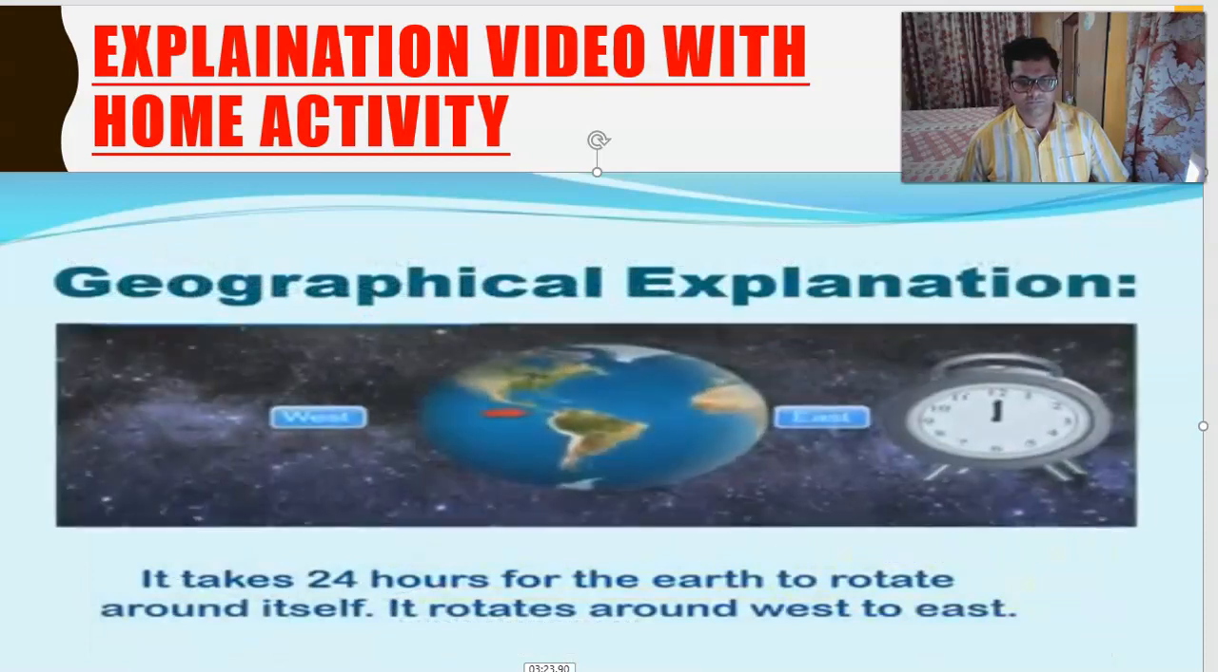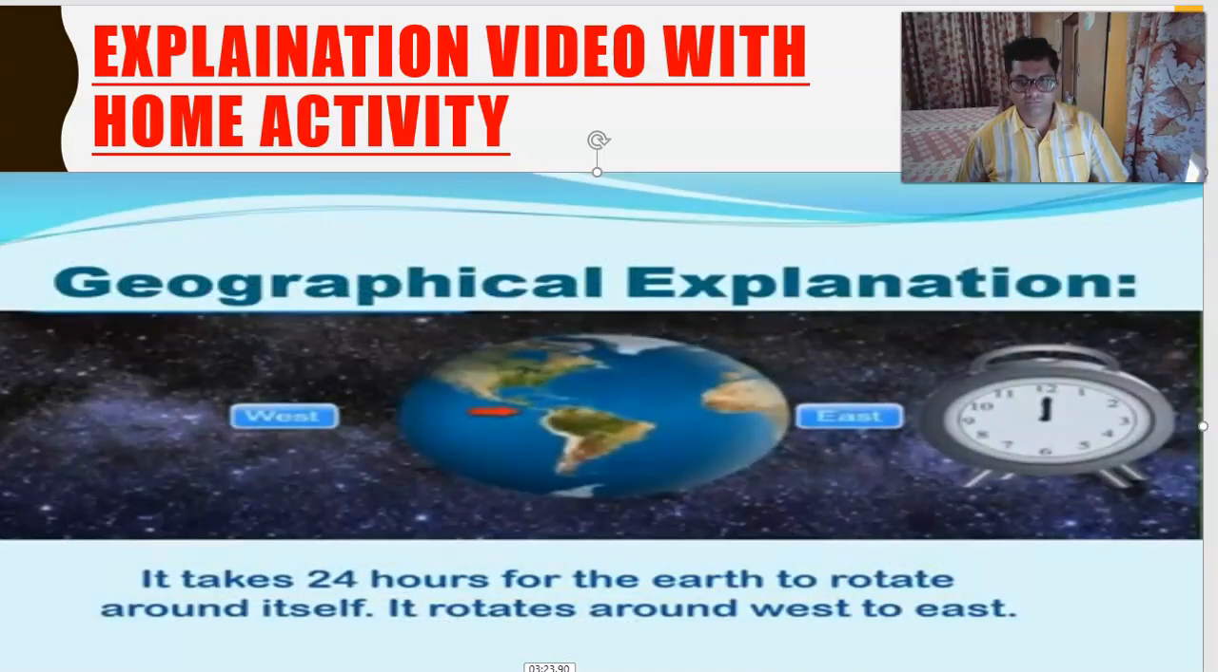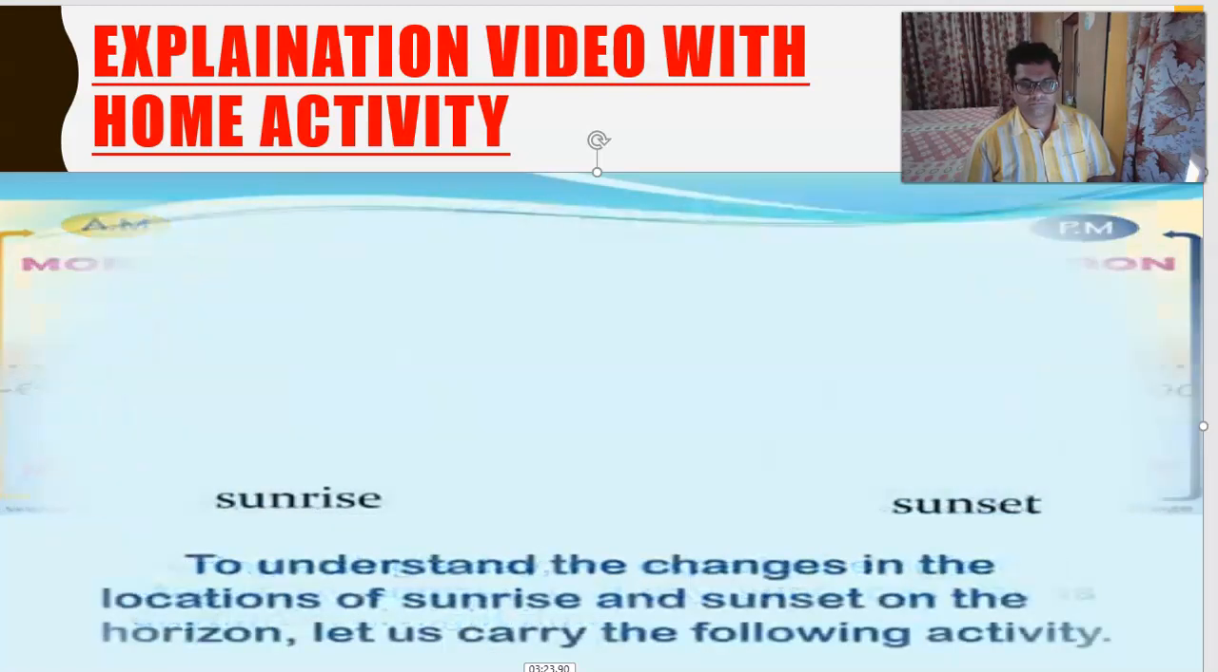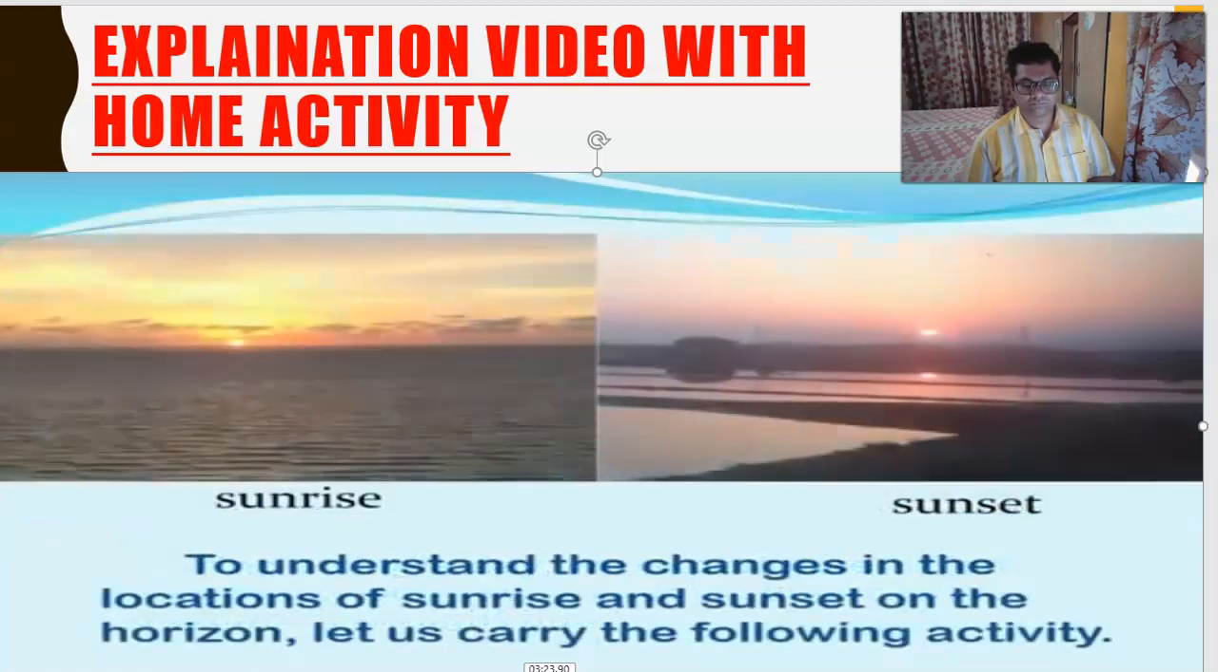Geographical explanation. It takes 24 hours for the Earth to rotate around itself. It rotates around itself from west to east. During a single day, we experience different stages like sunrise, midday, sunset, as well as daytime and nighttime. To understand the changes in locations of sunrise and sunset on horizon, let us carry the following activity.